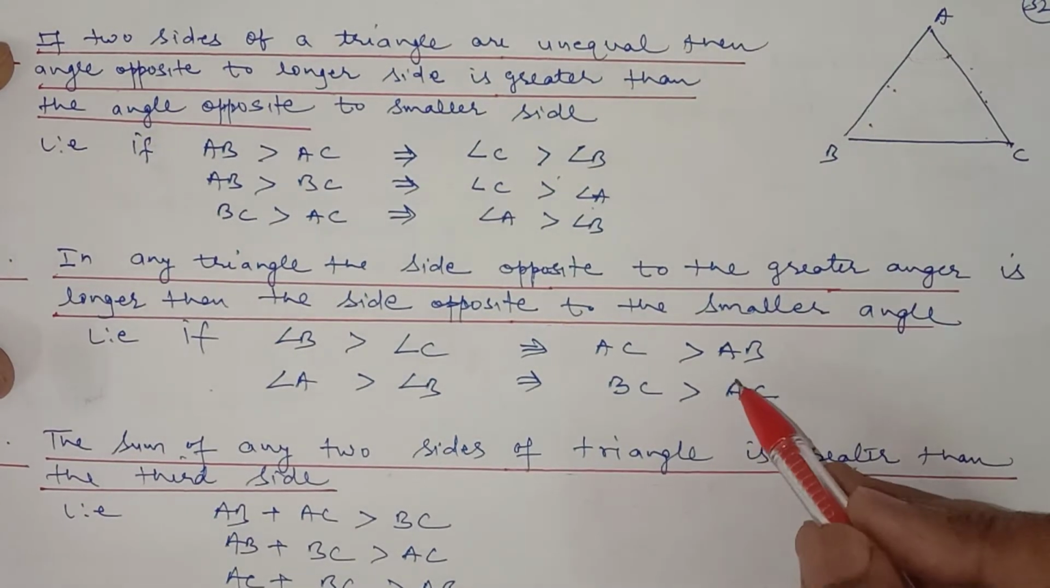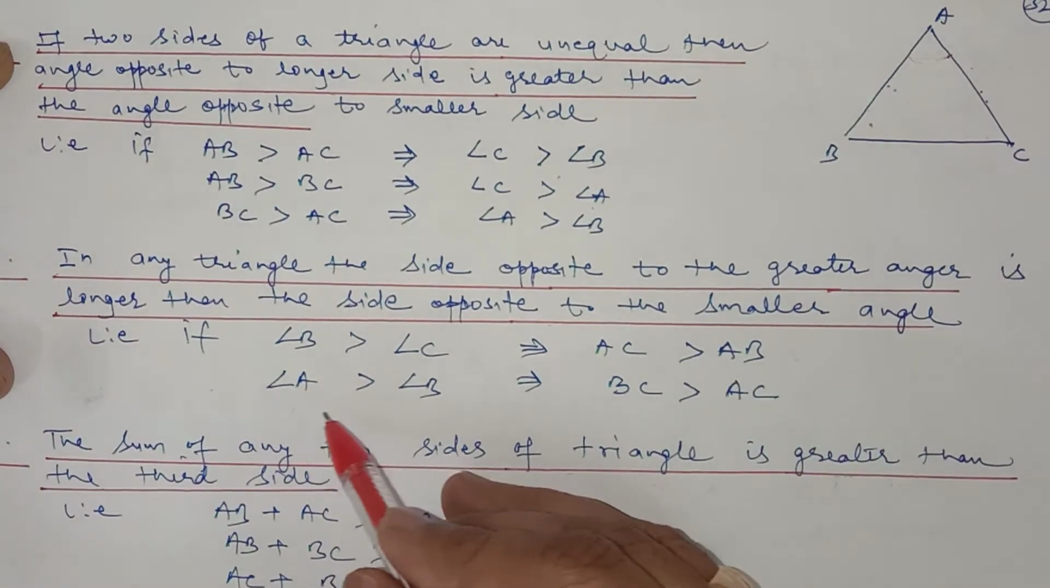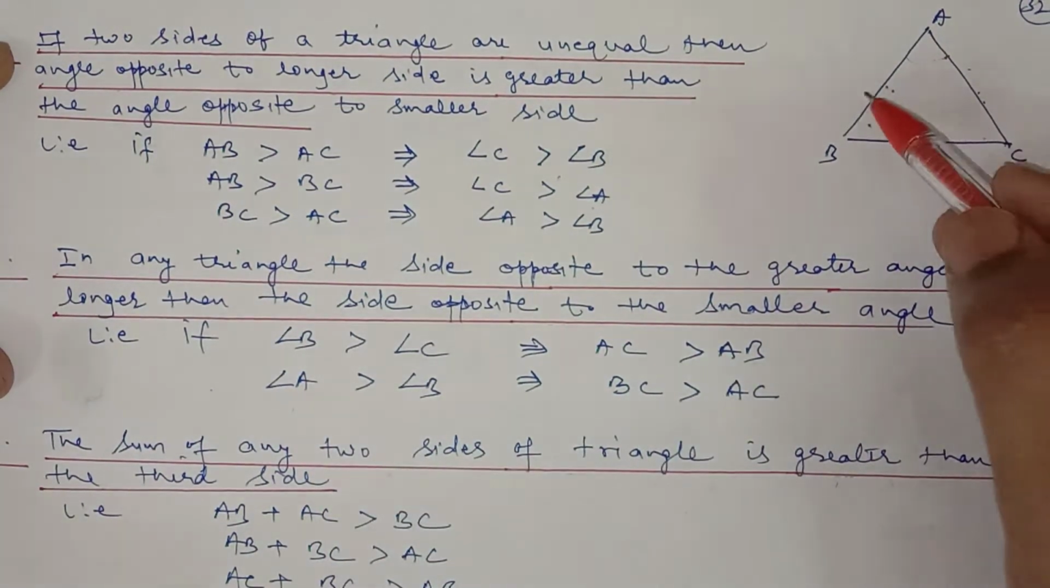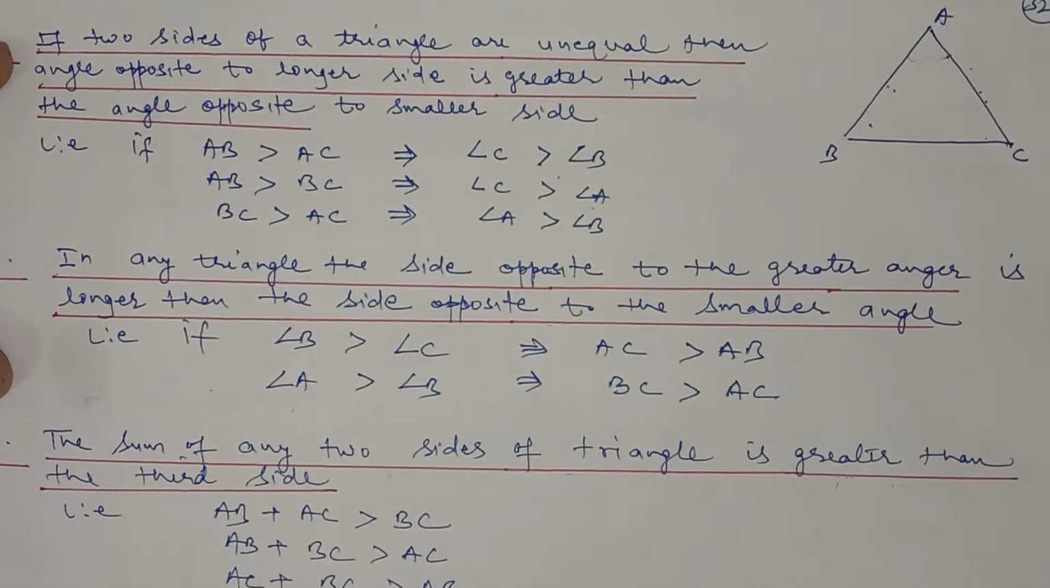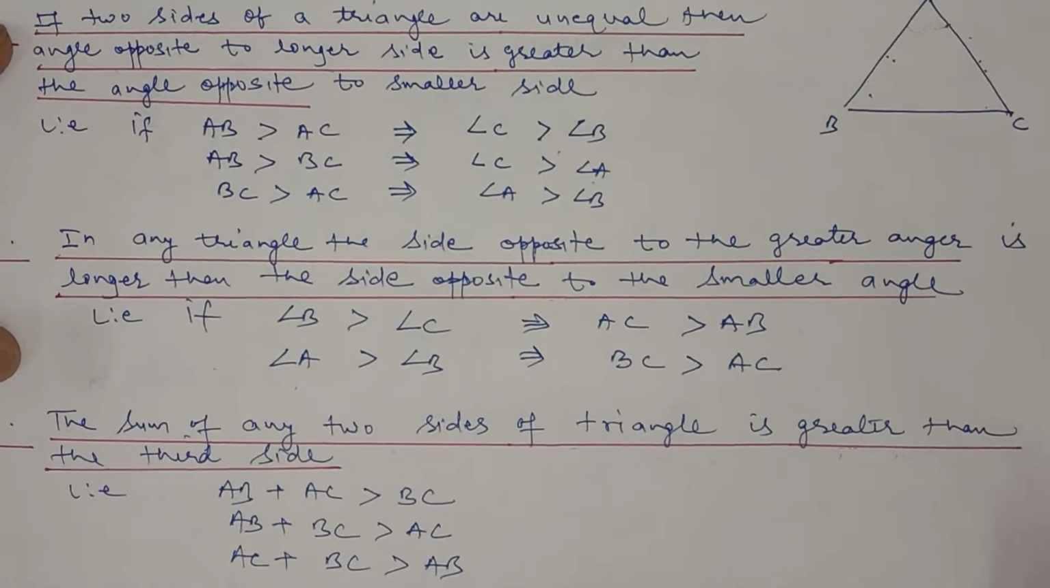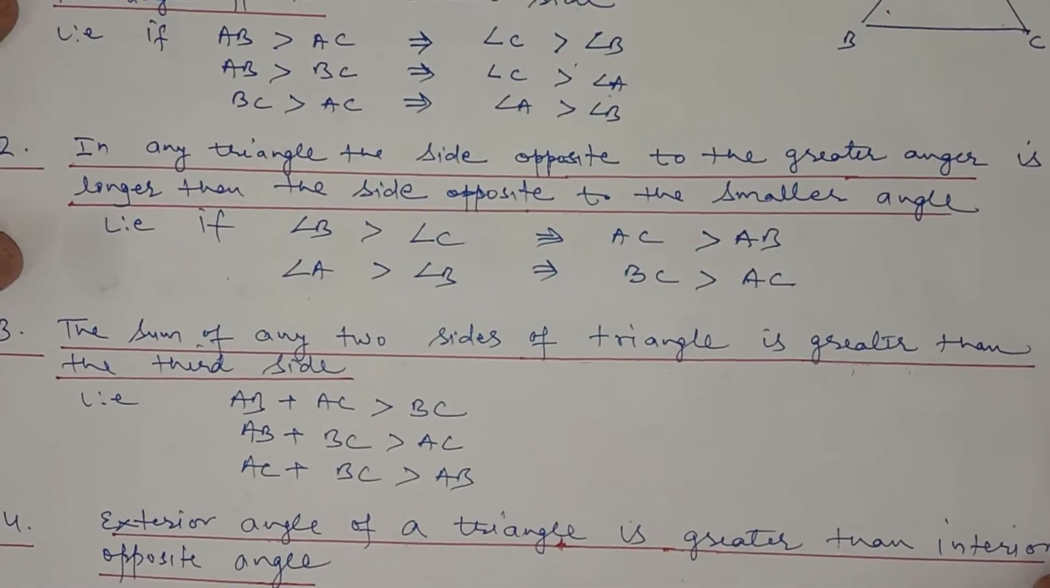longer than AB. And similarly, if angle A is greater than angle B, so the side opposite to angle A is BC and the side opposite to angle B is AC, then BC will be longer than AC. That is, the greater angle has a longer side opposite to it. You don't have to prove this theorem.